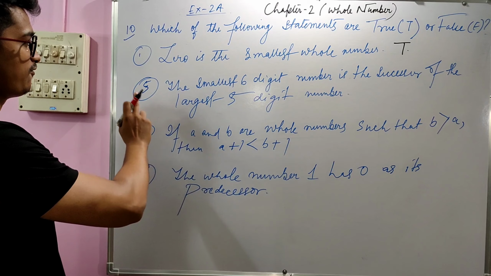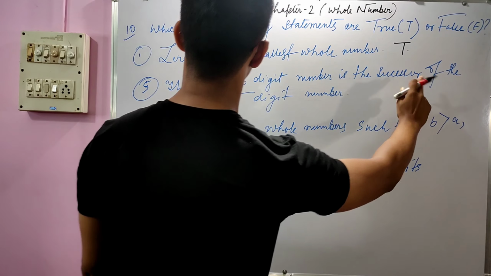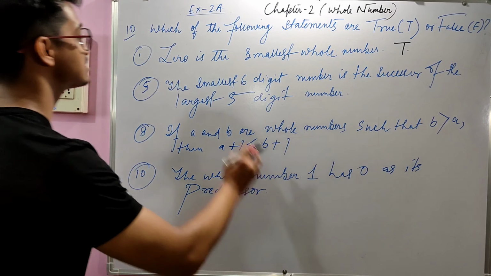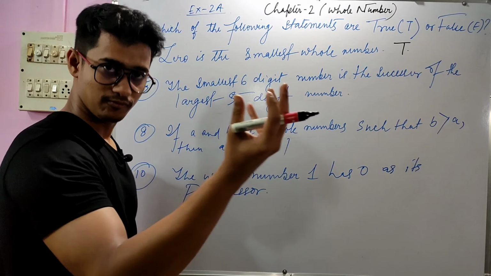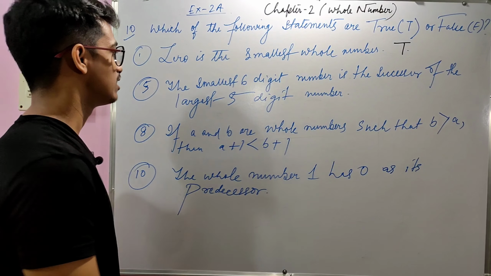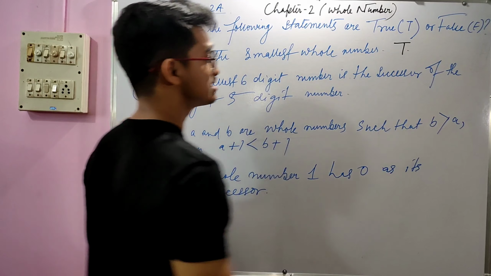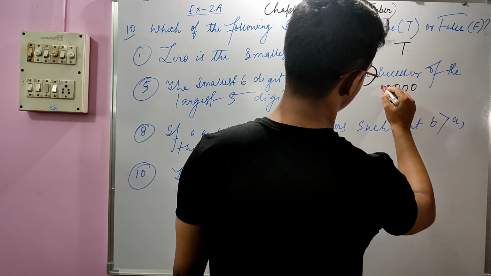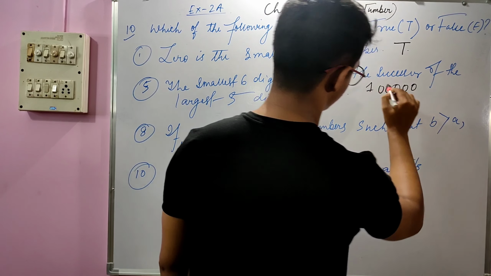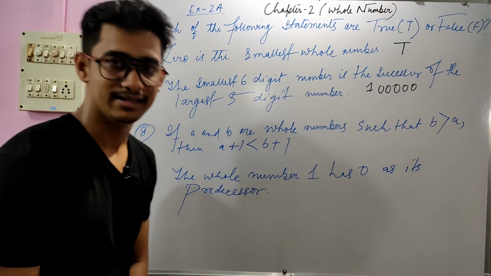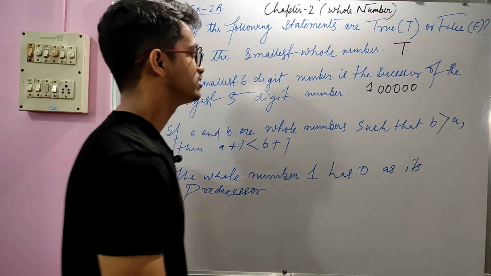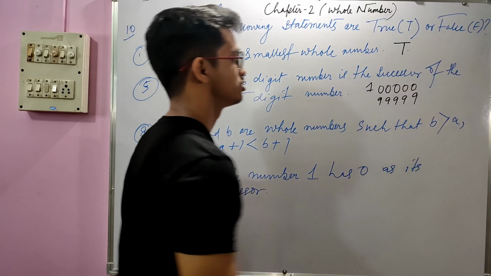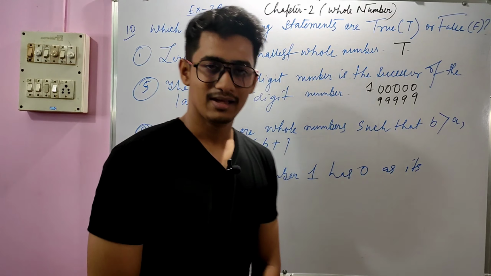The next one, question number 5: the smallest 6-digit number is the successor of the largest 5-digit number. This question is a little bit tricky. So first of all, let me draw this figure. What is the smallest 6-digit number? It will be 1 followed by 0 0 0 0 0, so there are 5 zeros. And the largest 5-digit number is 9 9 9 9 9.